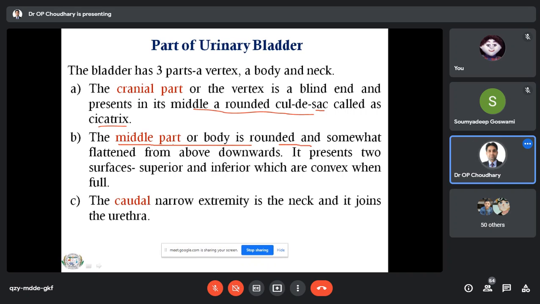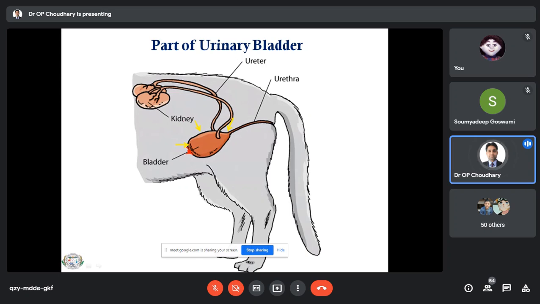Then the second part is the middle part, or it is also called the body, and it is rounded and somewhat flattened from above downwards. It presents 2 surfaces, the superior and the inferior, which are convex when the urinary bladder is full. So you can see here, this whole is the body of the urinary bladder, and it consists of 2 parts. This part is called the superior surface, and this part is called the inferior surface. And these 2 surfaces are convex when there is presence of urine, when it is in the oval form.